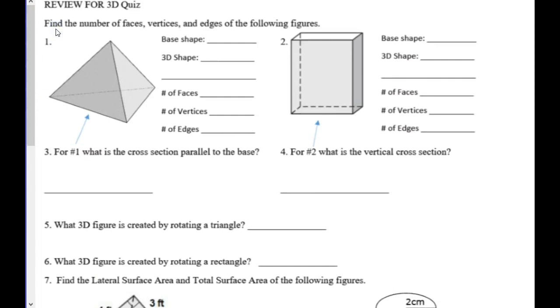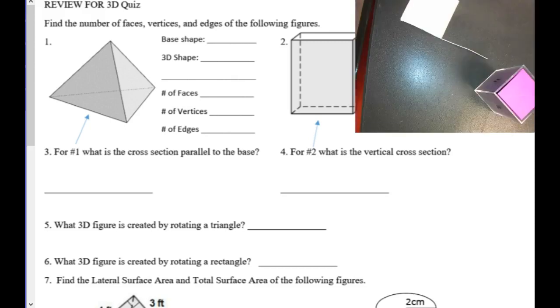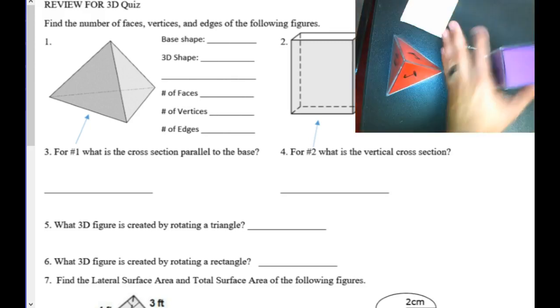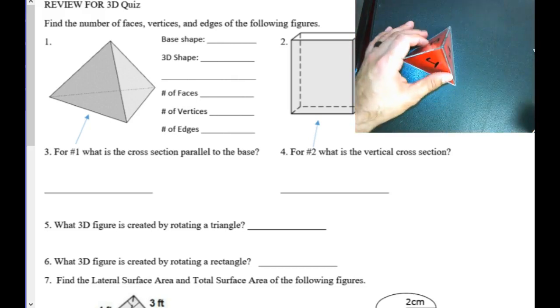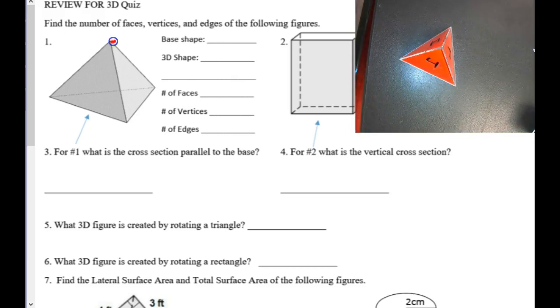All right. So is everyone looking up here? So you will have to, like it says at the top here, find the number of faces, vertices, and edges of the following figures, and tell me the base shape and the 3D shape. The only difference about that first assignment and this is that you will not be able to hold it in your hand, right? So this is the shape for number 1. It is this, but you're not going to be able to hold it. So you're kind of going to have to look over at this right here and imagine. So let's answer these questions.